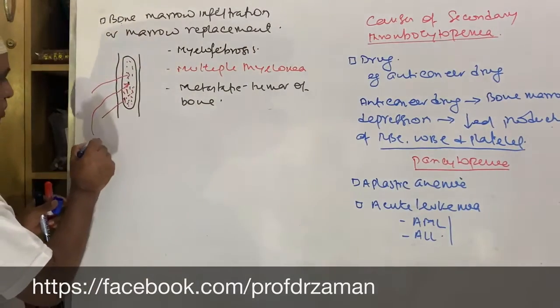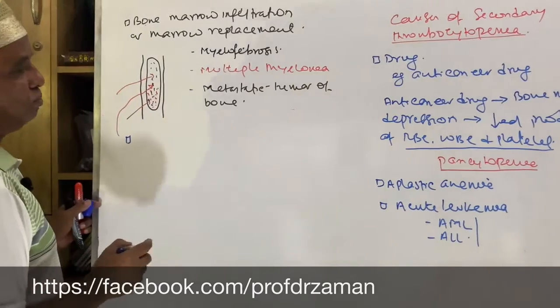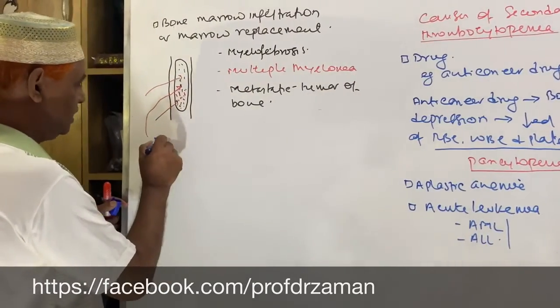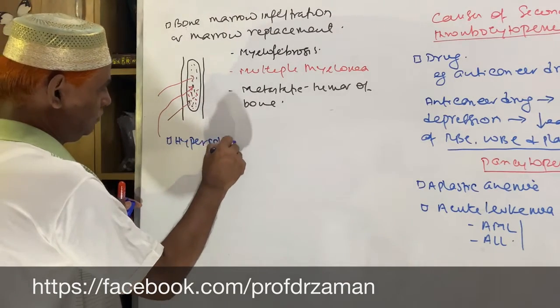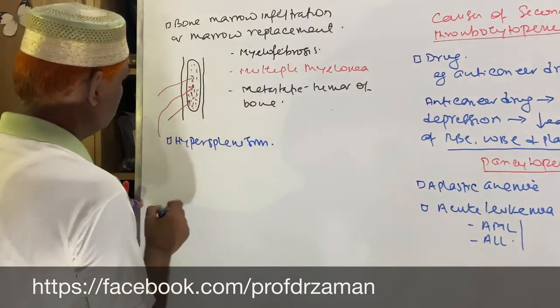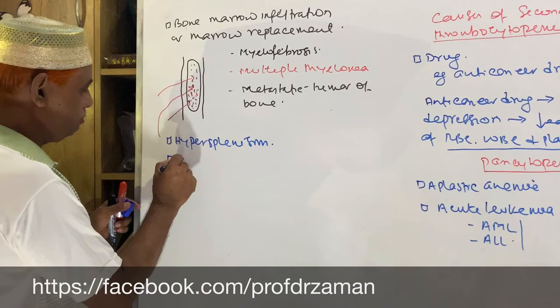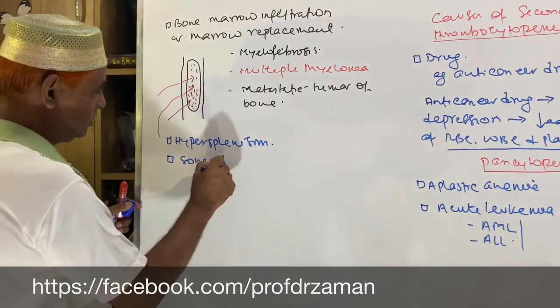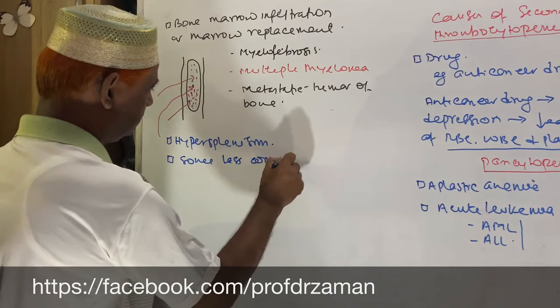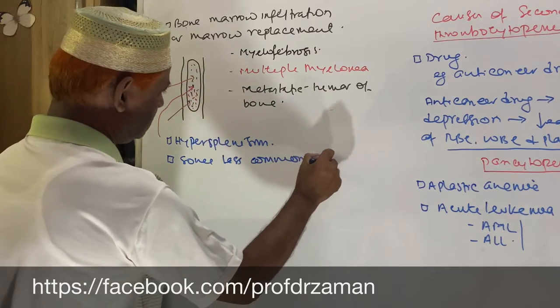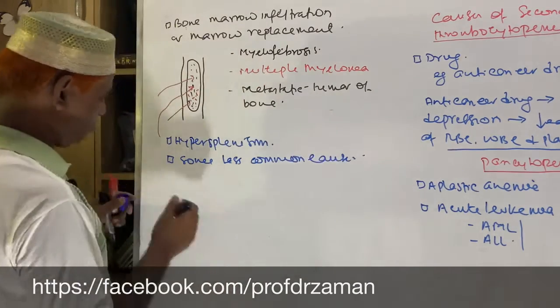Now come to what are other causes of secondary thrombocytopenia. Hypersplenism. What are other causes? Some less common causes of secondary thrombocytopenia.